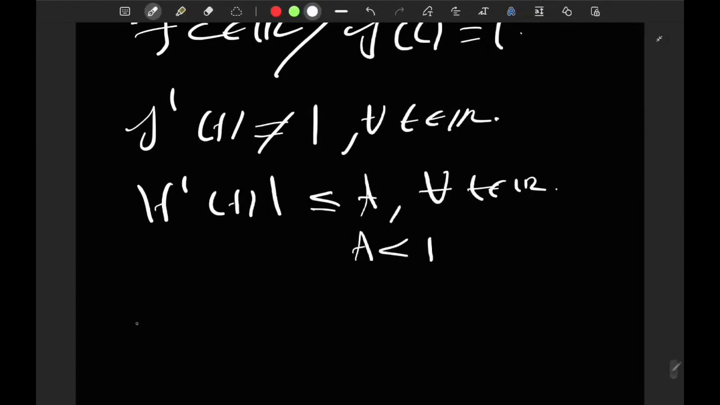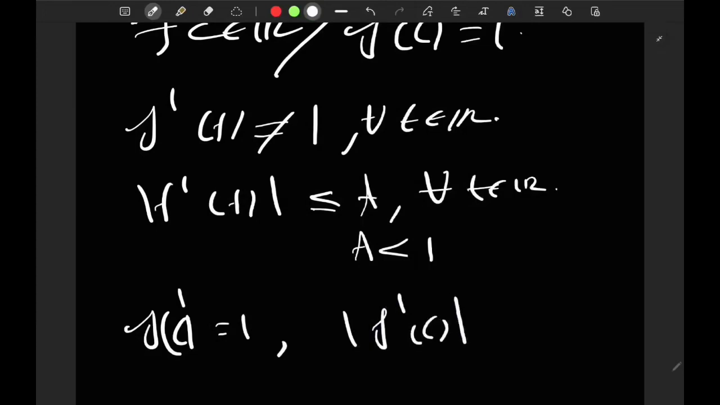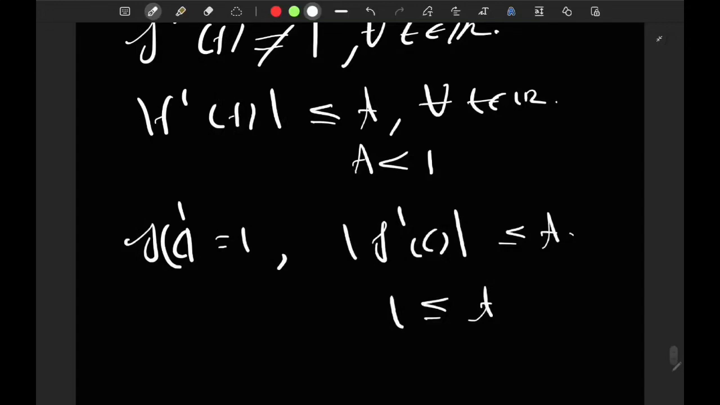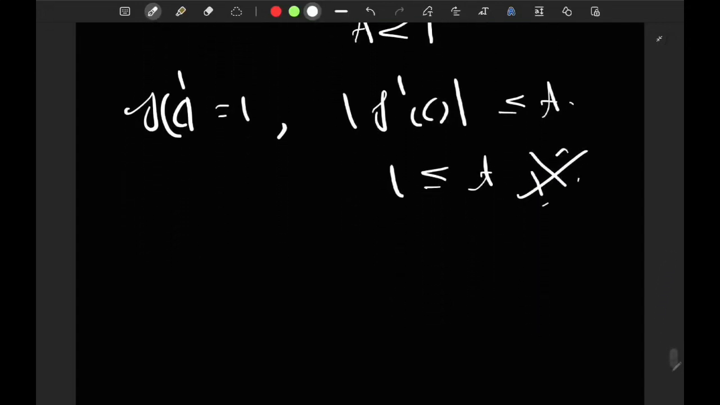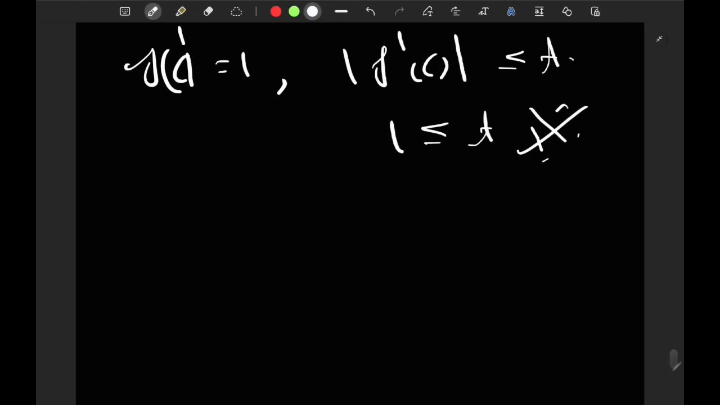If f prime of c was to be equal to 1 for some c, then I would have that the absolute value of f prime of c is less than or equal to a. So I get that 1 is less than or equal to a. This is a contradiction because a is strictly less than 1. So f cannot have more than one fixed point. Now let's prove that it actually has a fixed point.